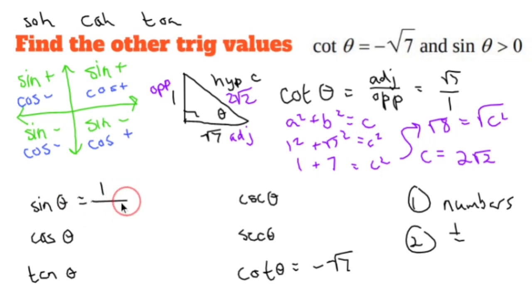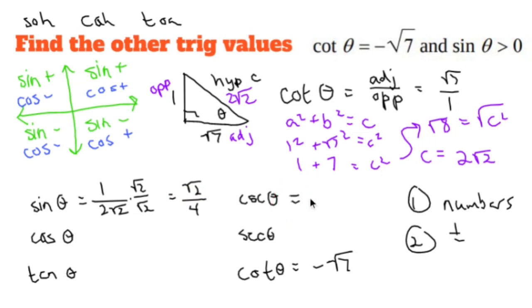Immediately, we realize this ain't good. You can't have root 2 on the bottom. So if we multiply the top and the bottom by root 2 over root 2, that leaves us with 1 times root 2 over 2 times root 2 squared, which is 4. Okay.